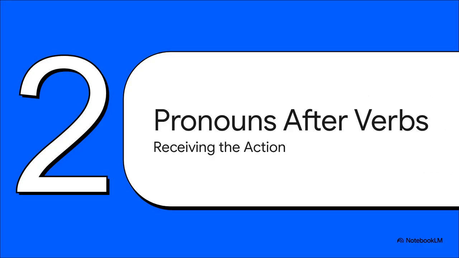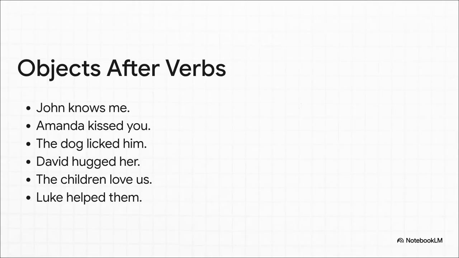Okay, moving right along to part 2, pronouns after verbs. So a major rule of thumb in English is that objects always come after the verb. Let's walk through these 6 examples and watch how the pronoun changes when it's receiving the action. Number 1, John knows me. John is doing the knowing, so me receives it.